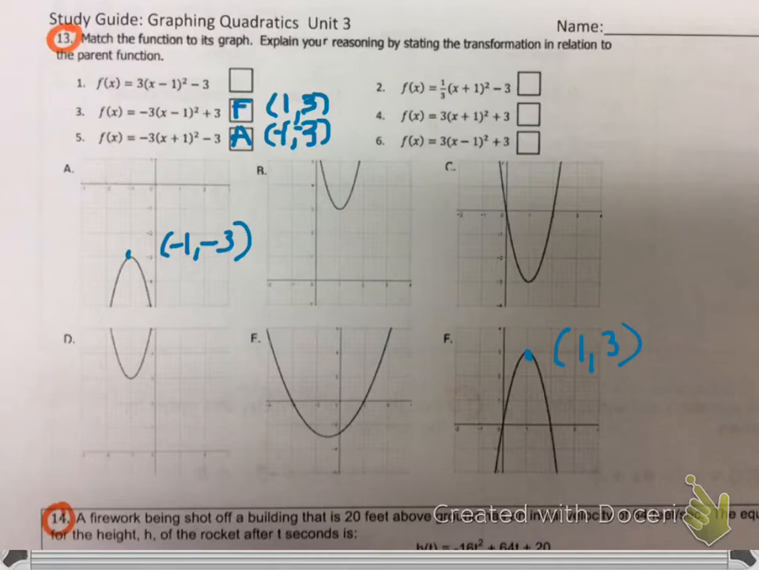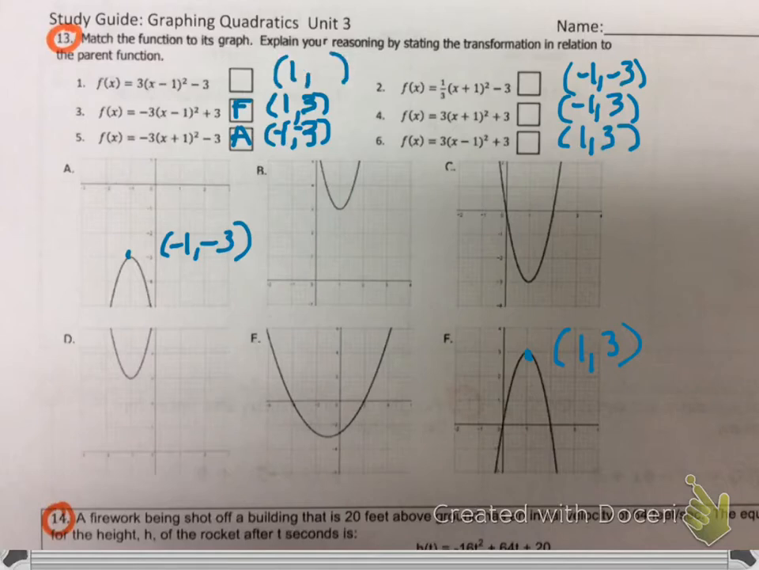Alright, if you look at the rest of these, it looks like they're all positives in front, and they all have a number in front of 3 except number 2. Number 2 has a 1/3, which means it would be wider than the other 3. So what I'm going to do for each of these is write the vertex next to the equation. The vertex for number 6 would be 1, 3. For number 4 would be -1, 3. For number 2 would be -1, -3. And then for number 1, the vertex would be 1, -3.